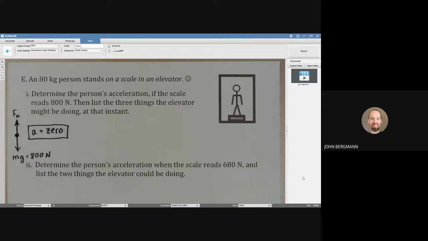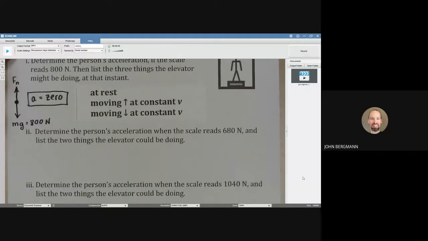What could be happening at that instant? Either the elevator is at rest, or it's moving upward at a constant velocity, or it's moving downward at a constant velocity. Those are the three options. At any of those times, the bathroom scale in the elevator will read what your weight is.